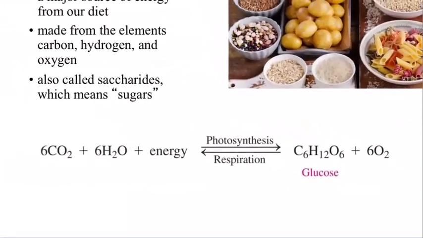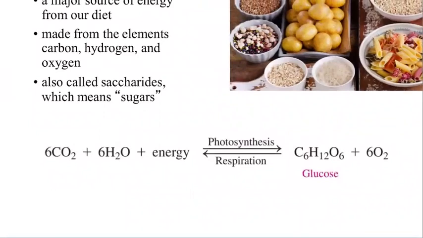And you can see here that plants specifically, via the reaction of photosynthesis, can take carbon dioxide, water, and energy from the sun, and via photosynthesis, they can make a carbohydrate. For example, here I'm illustrating that they can make glucose, okay?